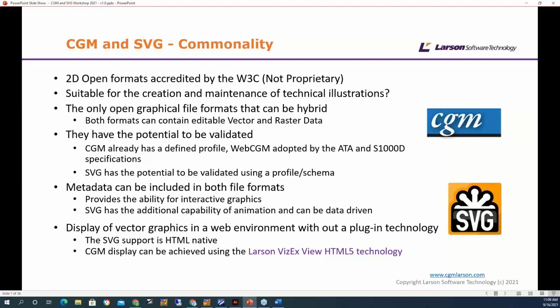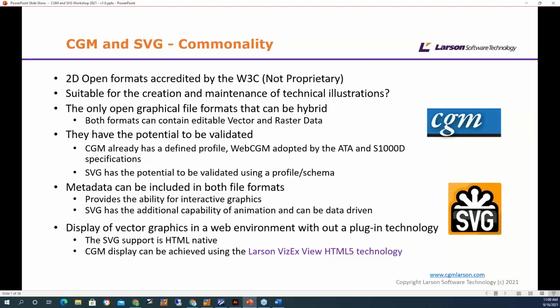And metadata can be included in both files. So when I say metadata, I mean interactive graphics, so hotspots and things like that. Also, SVG has that additional capability of animation, which could be quite useful when delivering technical publications.